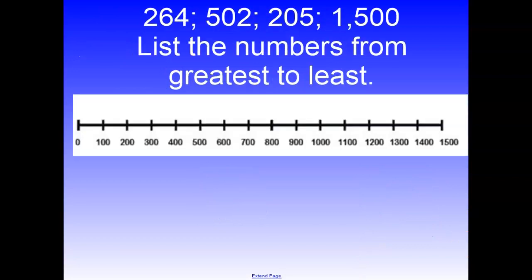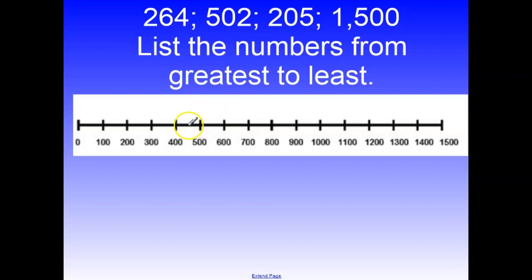Another tool that we learned that we can use in order to figure out number order is we can use a number line. And you can see this number line is numbered by hundreds. So what I'm going to do is I'm going to take my numbers that I have listed up here, and you can see I actually have 4 different numbers listed. And what I'm going to do is I'm going to plot them down here onto the number line, and it's going to help me know which numbers are larger and which numbers are smaller.